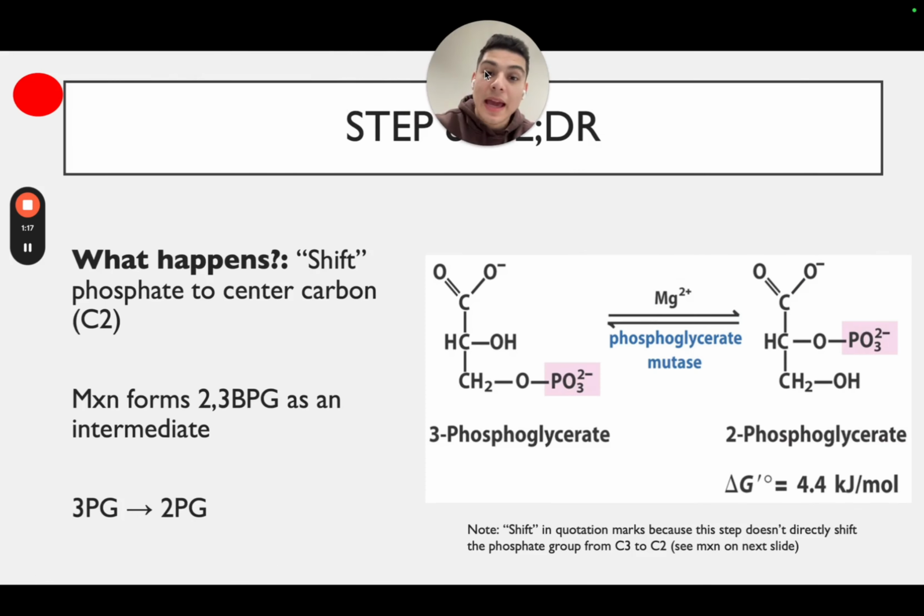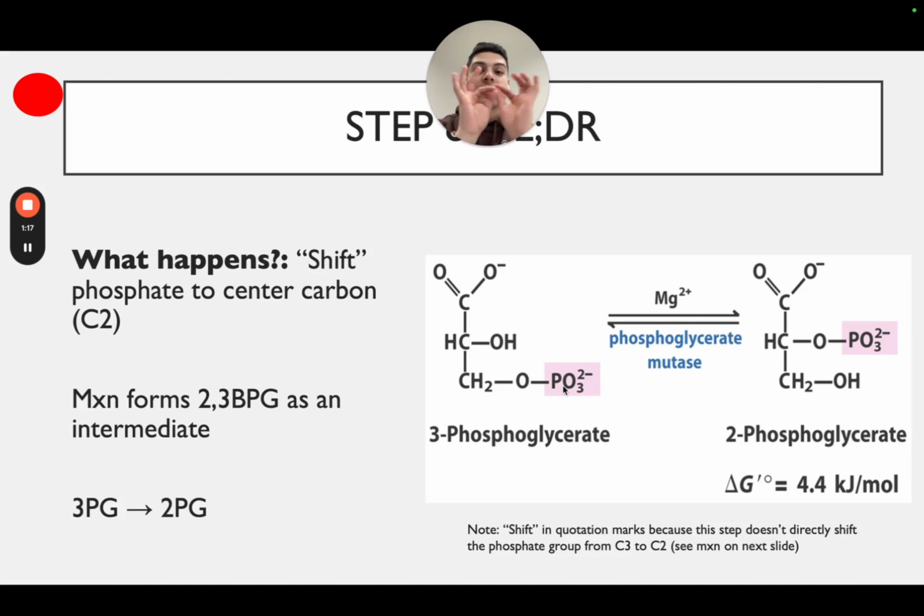Okay, and then step 8, TLDR, our next step is now we have gotten rid of the 1 phosphate group. We still are left with another one, the 3-phosphoglycerate. Now, what happens? We shift the phosphate to the center carbon. So 3-phosphoglycerate turns into 2-phosphoglycerate. So you could either think of it as an isomerase or, in better terms, a mutase.